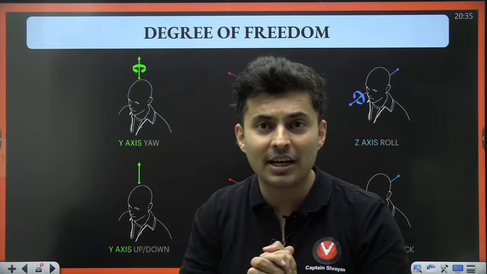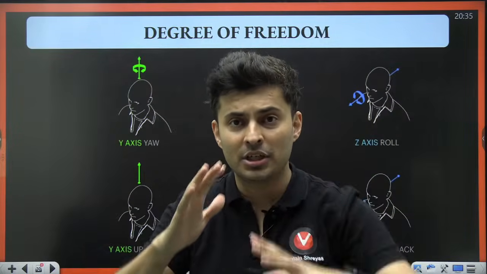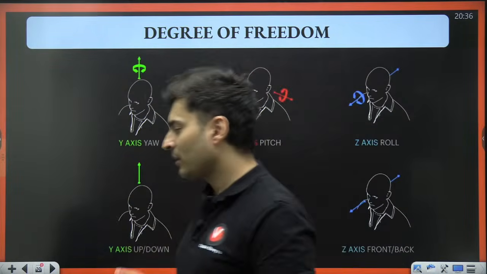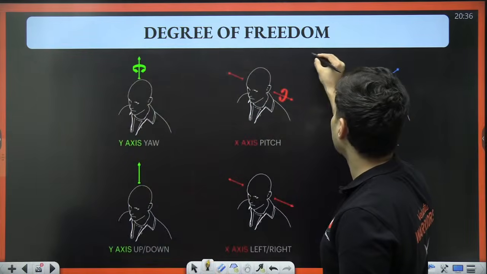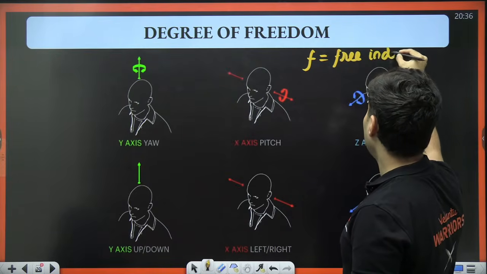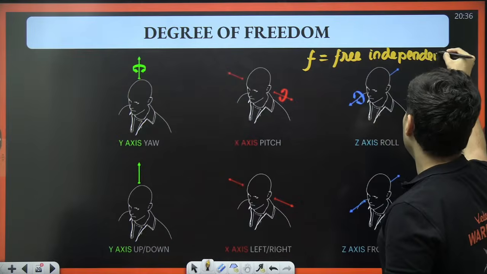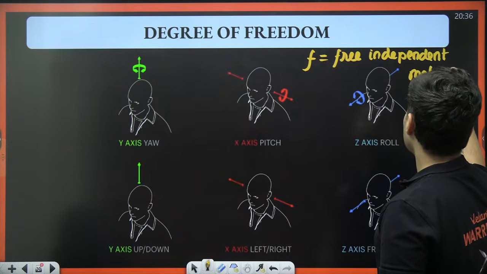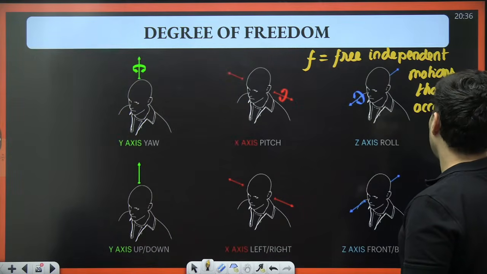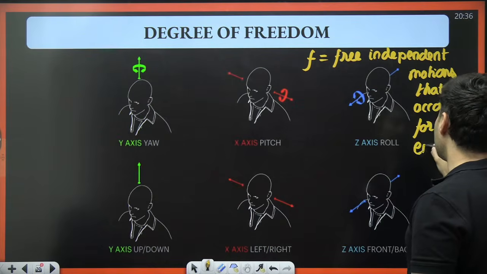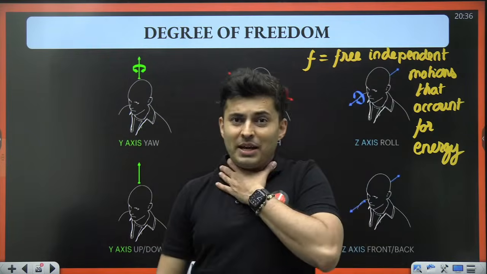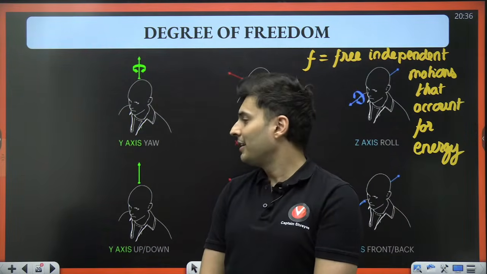These are nothing but the free independent motions, which account for energy. So what is this degree of freedom? Degree of freedom is nothing but the free independent motions that account for energy. Keep this in mind. Account for energy. Like, for example, my head, I'm turning like this. That is one degree of freedom.